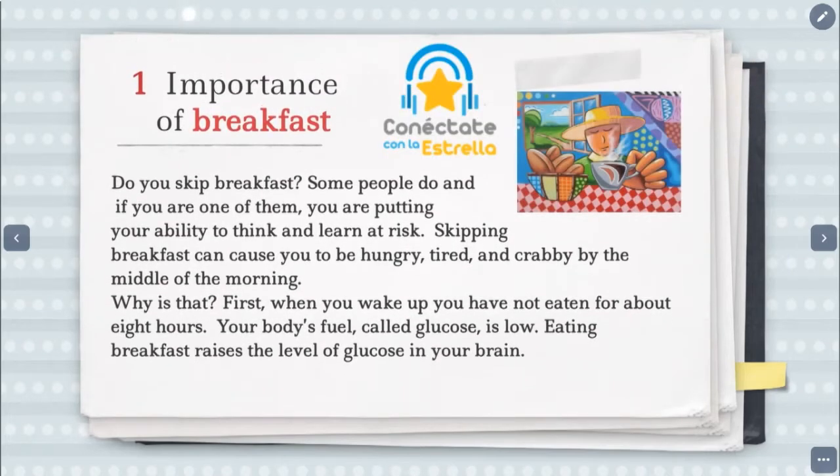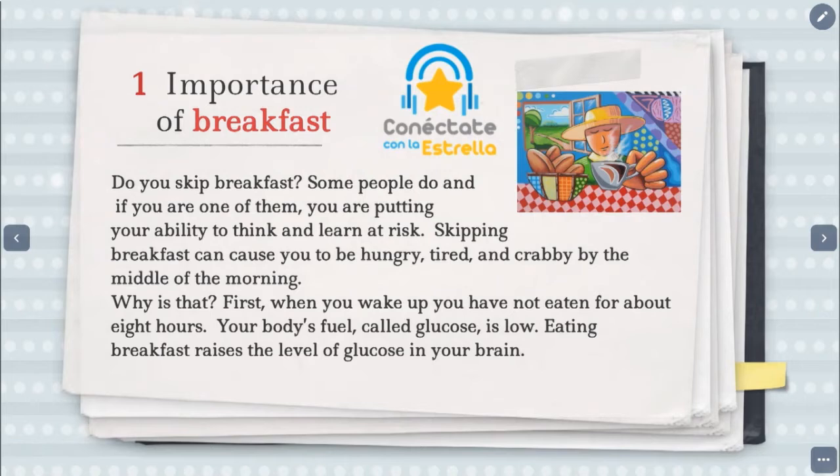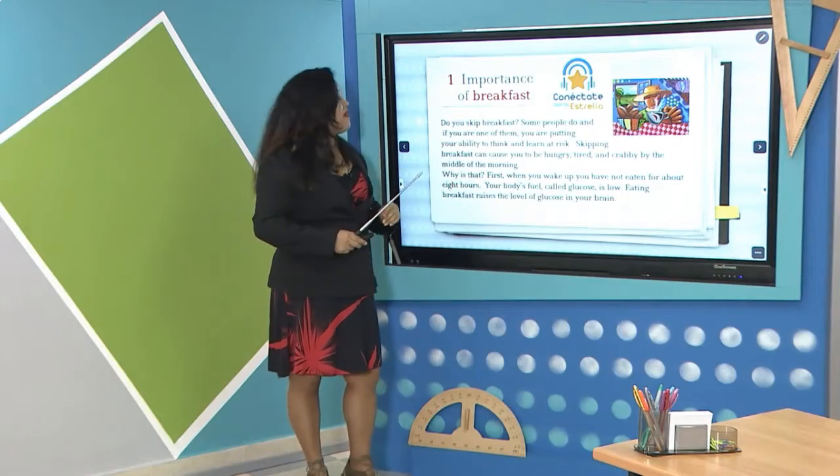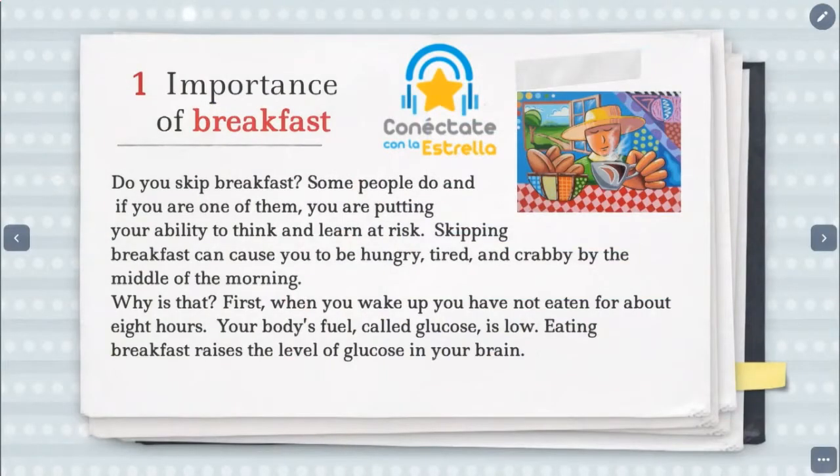Good. So the importance of breakfast. Do you skip breakfast? Some people do, and if you are one of them, you are putting your ability to think and learn at risk. Good job. Skipping breakfast can cause you to be hungry, tired, and crabby by the middle of the morning. Let's repeat. Excellent. Why is that? First, when you wake up, you have not eaten for about 8 hours. Great. Your body's fuel, called glucose, is low.